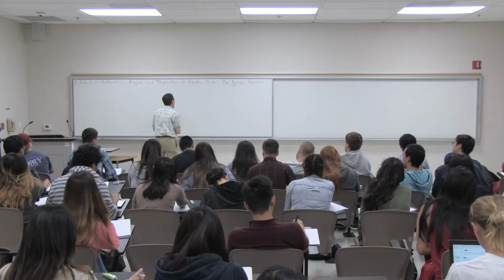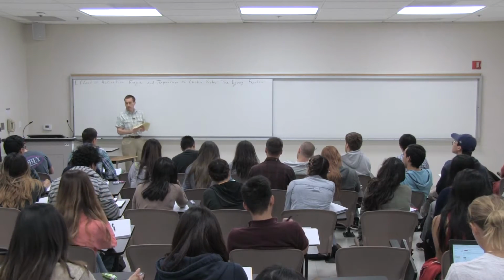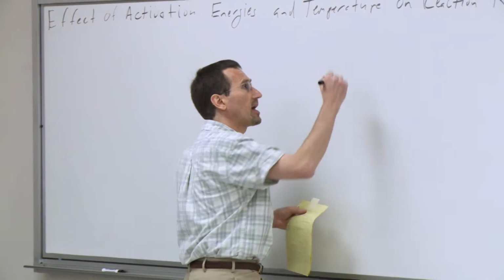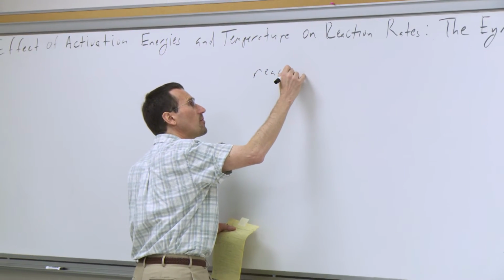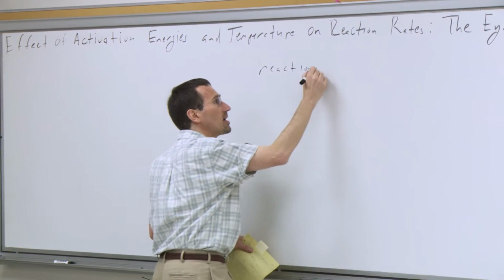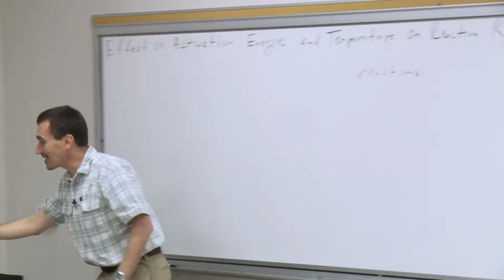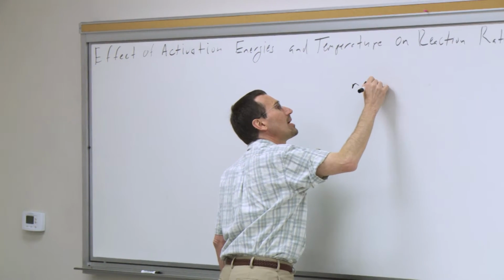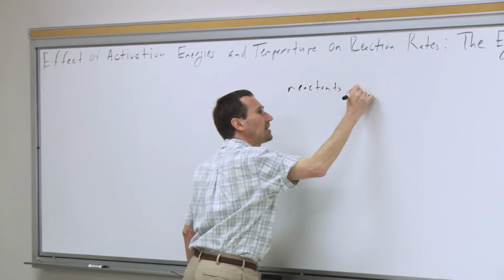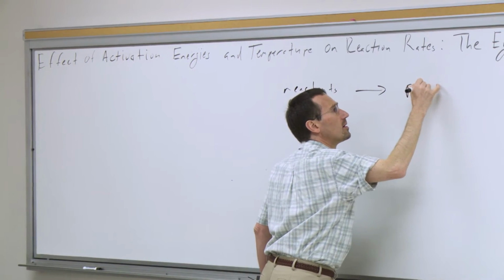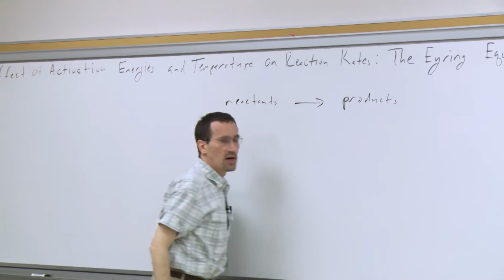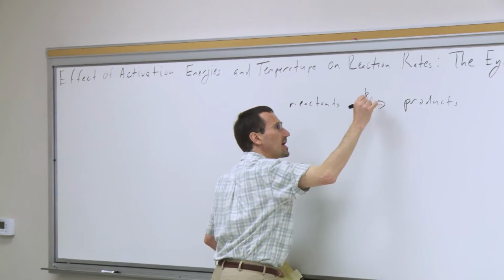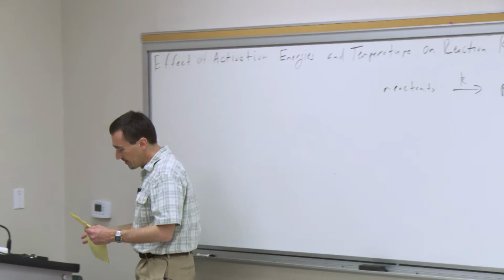So let's begin. Okay, so we're just going to keep it simple, we'll just look at a unimolecular process. In some reaction, we'll treat it as a unimolecular process. We have reactants. I can't talk and write at the same time. Reactants go to products, right? This is what we've been talking about for the past couple of lectures. And there's some rate constant k.